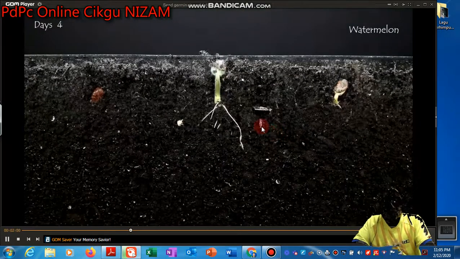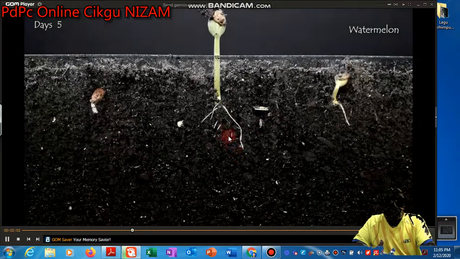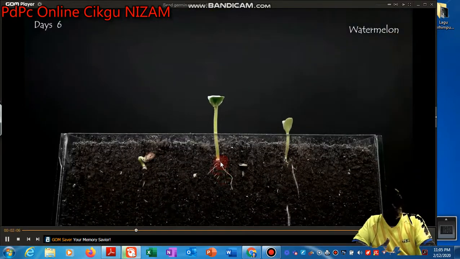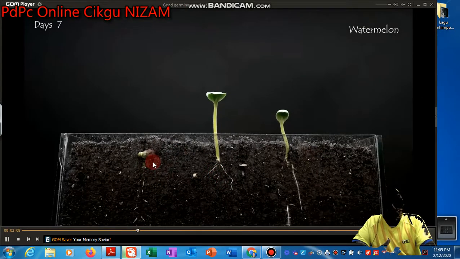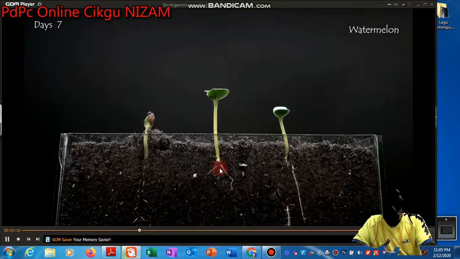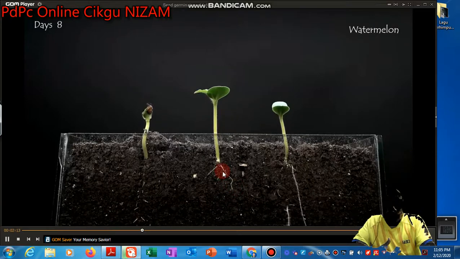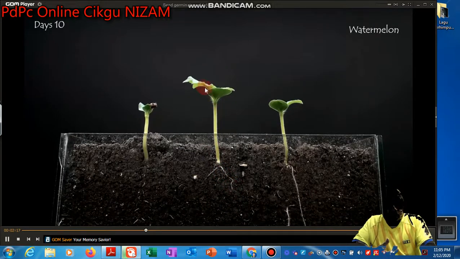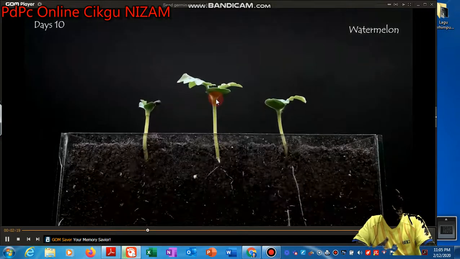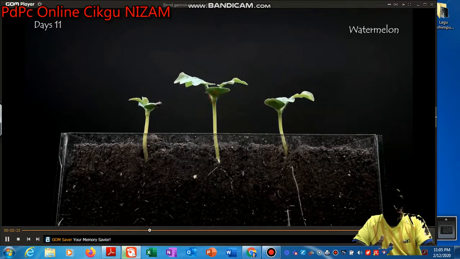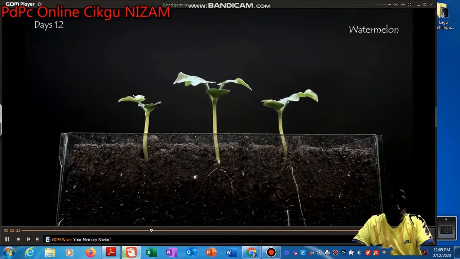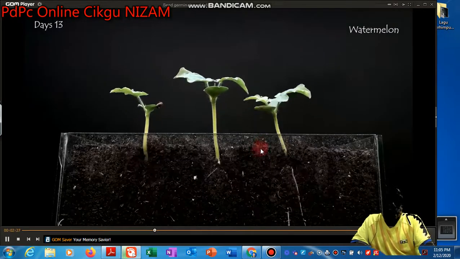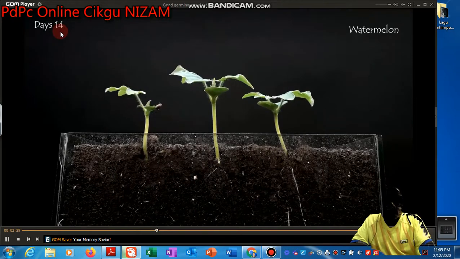Now we look at another type of seed. This is a watermelon seed, planted into the soil. Now you can see the radicle that grows to become a root, and the plumule, which step by step will become a leaf and stem. Day 14, 15.